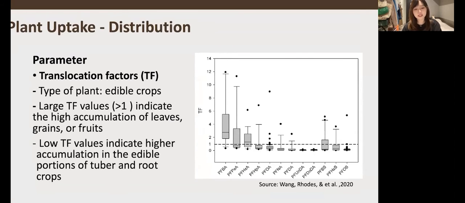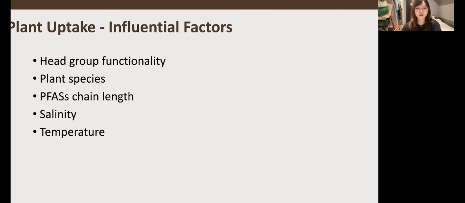In the previous studies, the plants being examined were edible crops, such as radish, celery, and tomato. According to the graph, long-chain PFAS, such as PFOS, have low TF values. These contaminants with low TF values tend to accumulate in the root part of the plant rather than in the leaves. Influential factors that affect PFAS accumulation in plants are as follows.